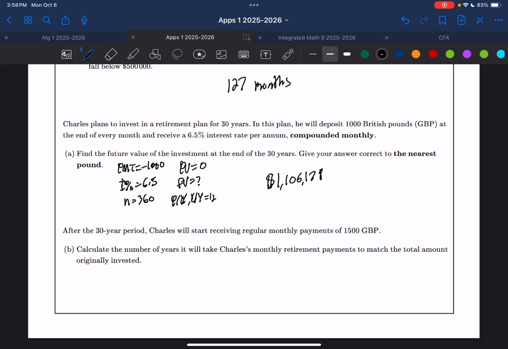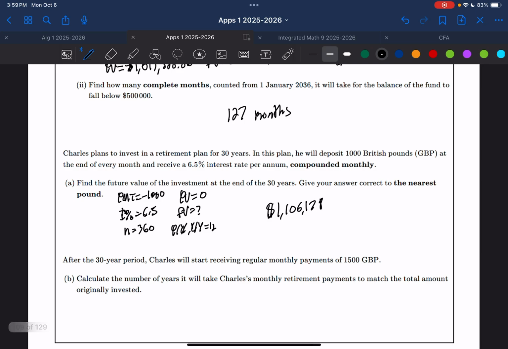All right, after the 30-year period, Charles will start receiving regular monthly payments of $1,500. Calculate the number of years it will take Charles's monthly retirement payments to match the total amount originally invested.